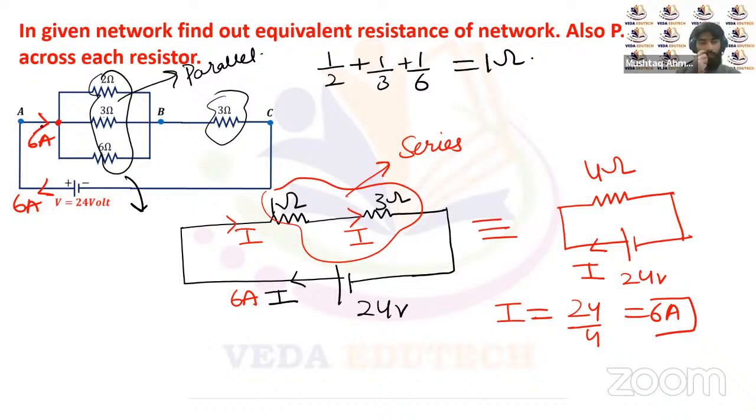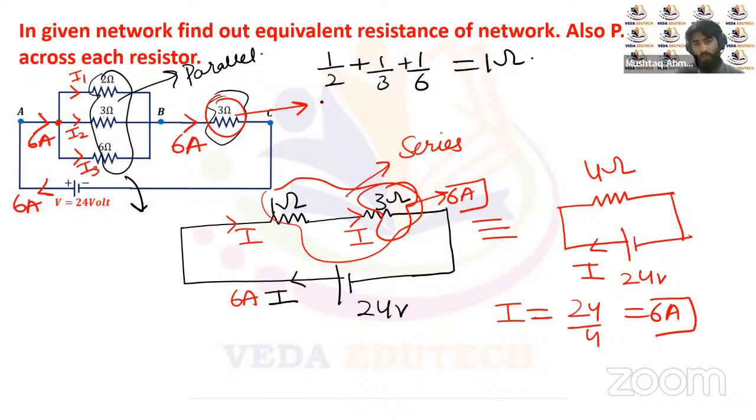Now this current will be distributed among 2 ohm, 3 ohm, and 6 ohm, right? We have to find the potential difference across each of the resistors. It will be distributed like I1, I2, I3. And we can see that through this 3 ohm resistor, the current is also flowing equal to 6 ampere. So the potential difference across this 3 ohm resistor will be V equal to IR. The current is 6 amperes and the resistance is 3 ohm, so it will be 18 volts.